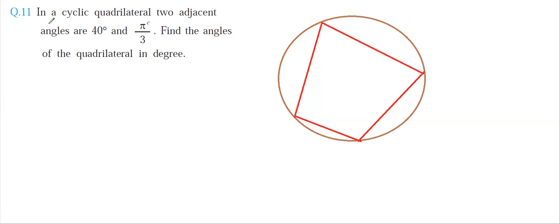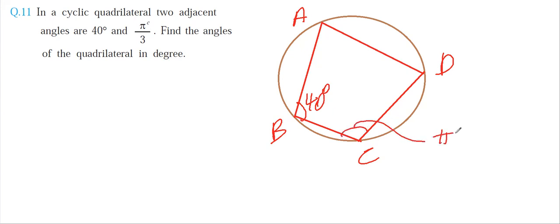Fine. So in a cyclic quadrilateral, I have drawn this cyclic quadrilateral. Assume this is A, B, C and D. Now two adjacent angles are 40 degree and pi by 3. So I will call one as 40 degree, and the adjacent angle I am calling pi by 3, which is nothing but 60 degree. Now find the angles of the quadrilateral in degree.